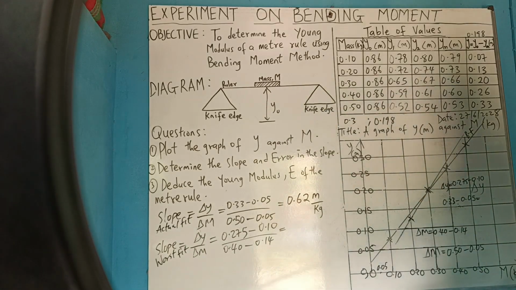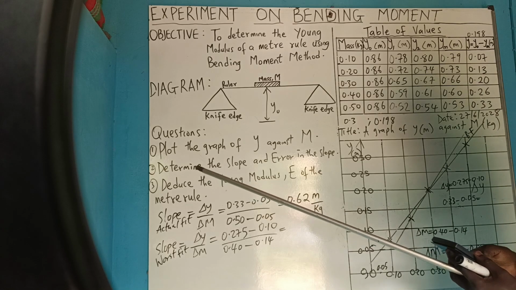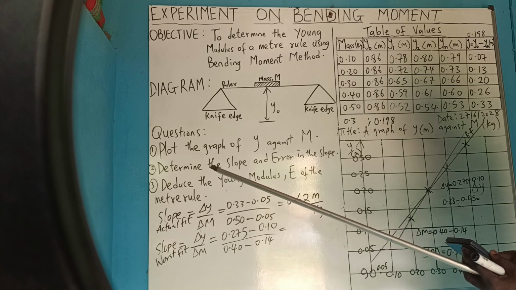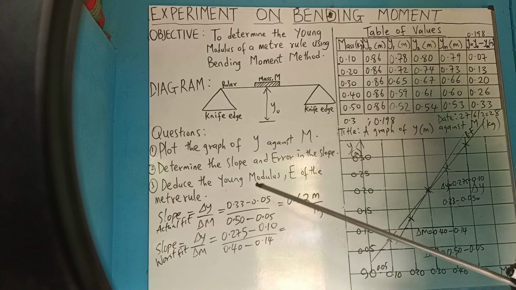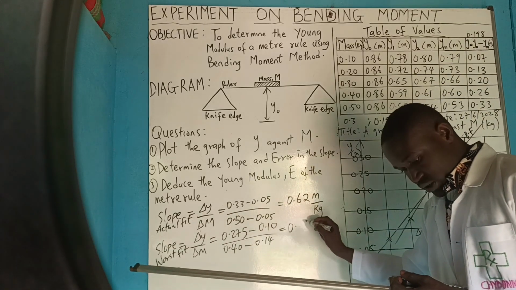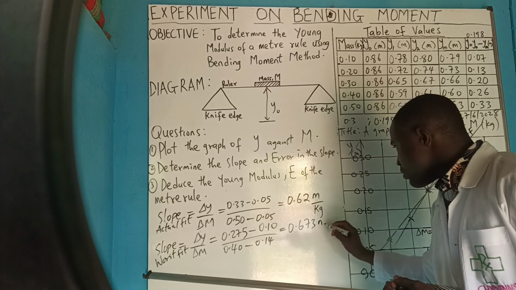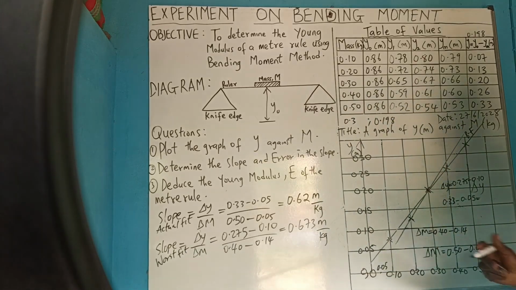Okay, and so you still use your calculator to check what it will give you. You will be having 0.275 minus 0.1 divided by bracket 0.4 minus 0.14. That will be giving you 0.673 meter per watt kilogram. That is the slope of worst fit.